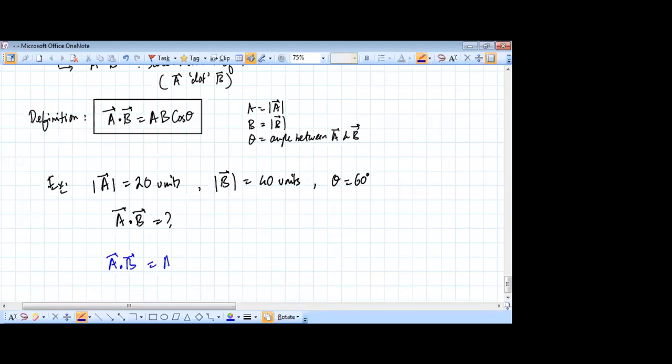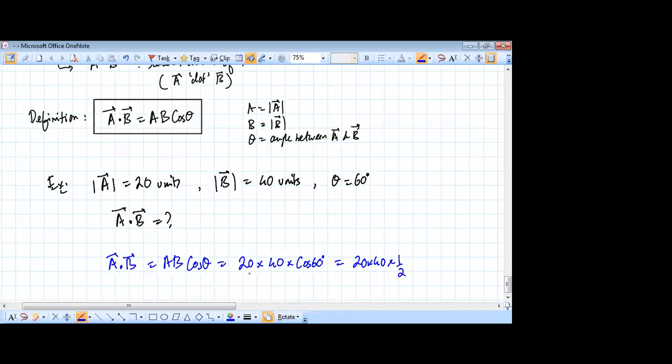Definition से मुझे पता है कि ये E is magnitude into B is magnitude into cos theta होगा. So from here we substitute 20 units multiplied by 40 units multiplied by cos of 60 degrees, जो कि मुझे पता है half होता है. So ये 20 into 40 into half होगा.